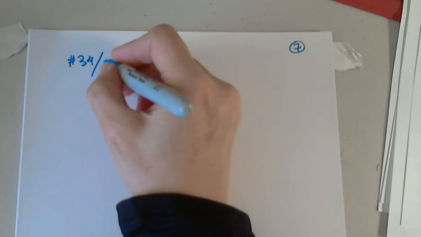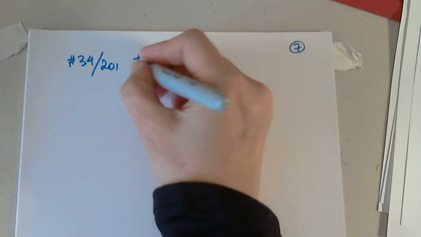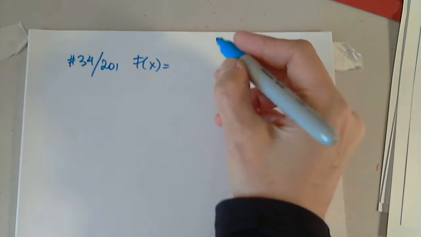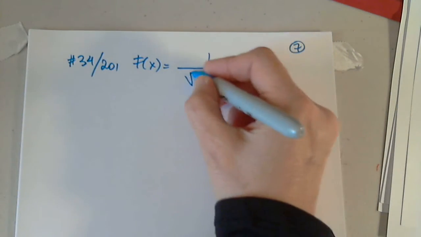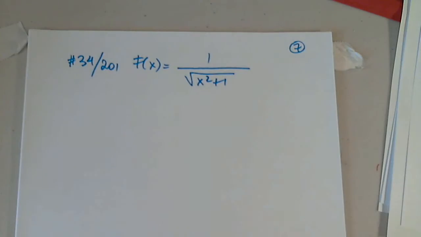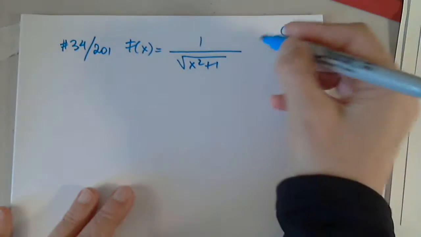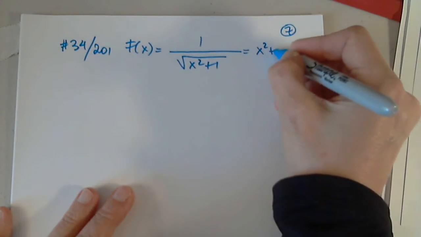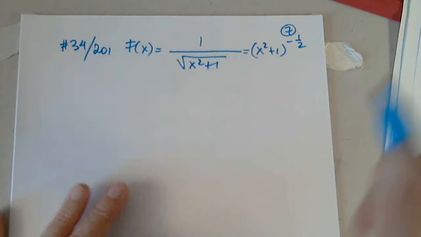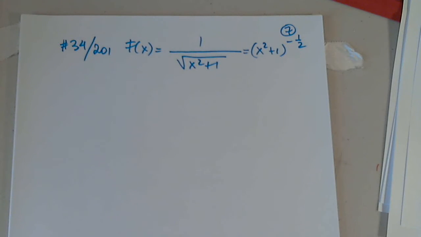34, they're all on page 201, and we covered all possibilities. I don't see anything else here. All different types of functions. Okay. Of course, this is for me x squared plus 1 to negative 1/2, and this is what should be for you as well.